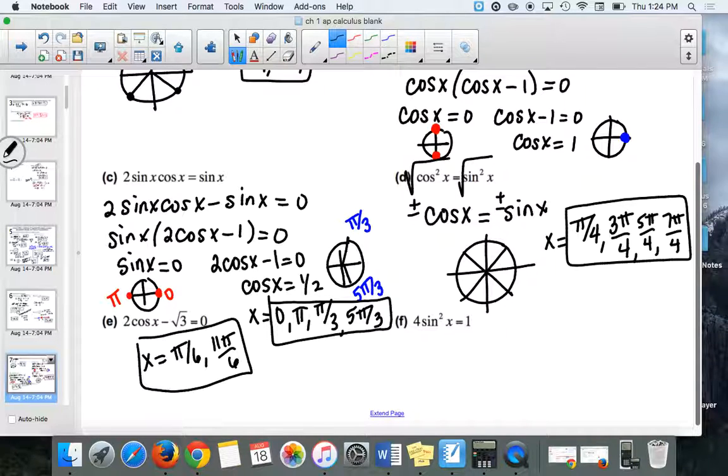All right, so basically it was because cosine of x was equal to root 3 over 2. So it was in 2 locations. It was here and here. All right, so 4 sine squared x equals 1. So if I divide by 4 on both sides, I get sine squared equals 1/4.